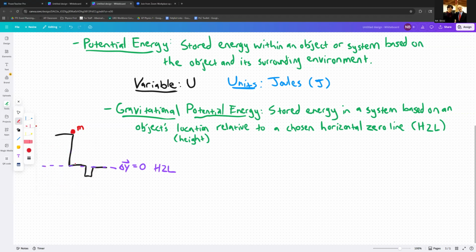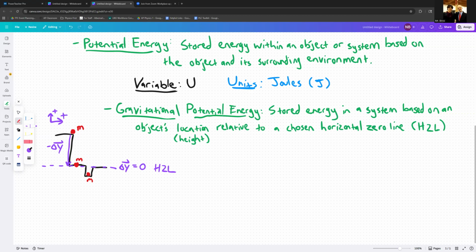Now we're going to look at a few options. If we have an object on the ground, or if we have an object down here, but we'll start with the one up at the top. If our object is sitting up on top of the cliff, we could draw the displacement from our object to the horizontal zero line. And that would be a negative delta y, whatever number that is, assuming that up is positive and down is negative, which is a pretty common choice of directions.